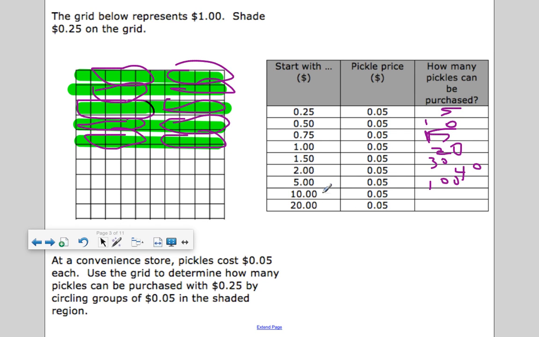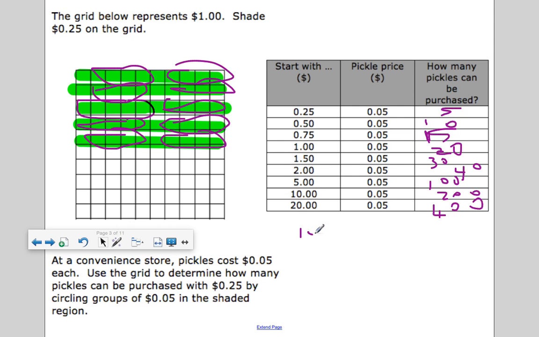What if I have $10 worth of it? $5, I have 100 pickles. So another $5, I have 100 pickles. That's 200 pickles. What if I have $20? How many pickles can I buy? With $10, I can get 200 pickles. With another $10, I get 200 pickles. That's 400 pickles.